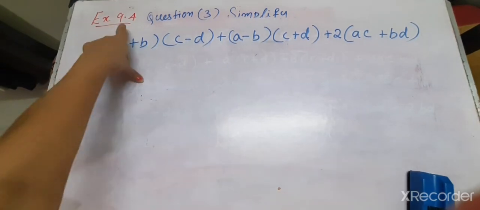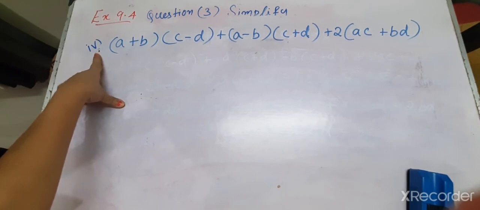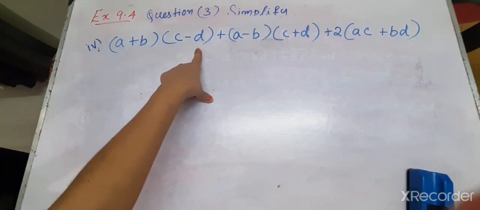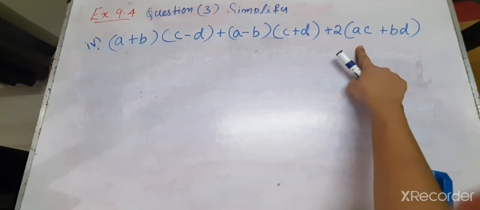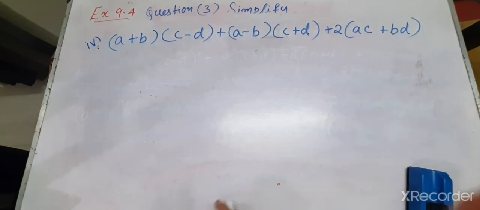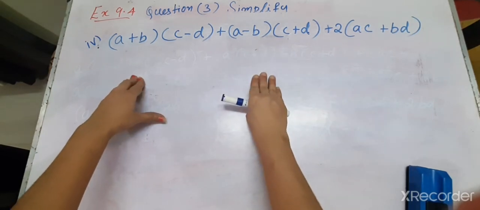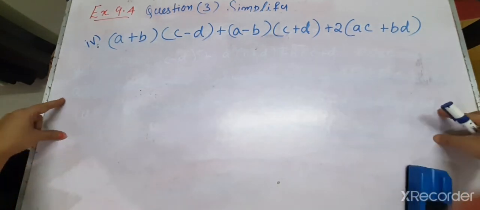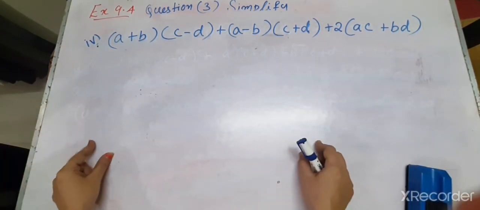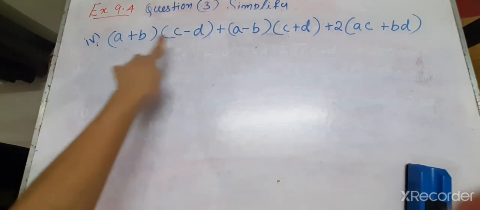Now children, exercise 9.4, question 3, fourth sub question. (a plus b) into (c minus d) plus (a minus b) into (c plus d) plus 2 into (ac plus bd). So these two binomials you should multiply. These two binomials you should multiply. Then this two you should multiply inside, and all together you will get an answer. From that you will select the like terms, put inside the bracket and solve the problem. Okay, so let us start multiplying binomial into binomial.